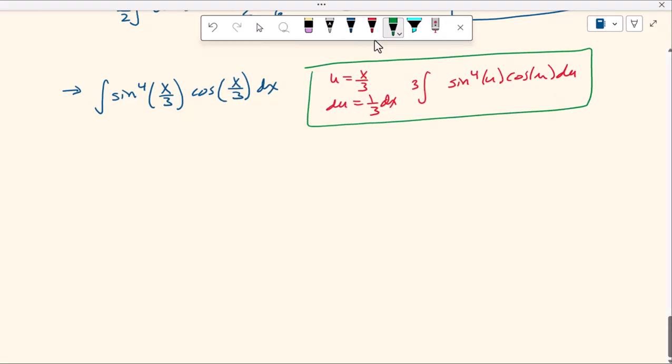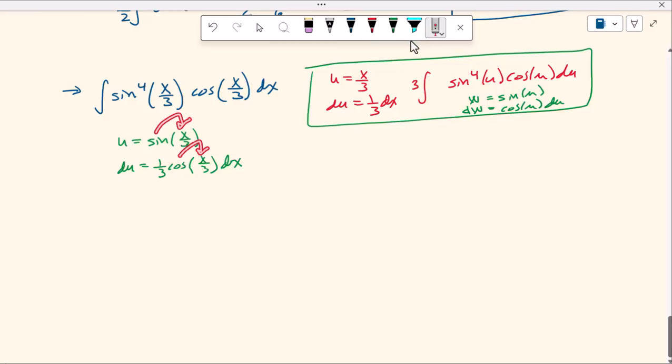What we would do from here is introduce a new variable, and we'd say w equals sine of u, and then dw would be cosine of u du. So yeah, that would work. We could do that, but I'm just kind of curious about something. What if we did u equals sine of x over 3? Then du would be 1/3 cosine x over 3 dx. Okay, so where does that come from? That's from the chain rule when you're taking derivatives. So the derivative of the sine of u is cosine of u, and then I have to take the derivative of x over 3, which is 1/3.